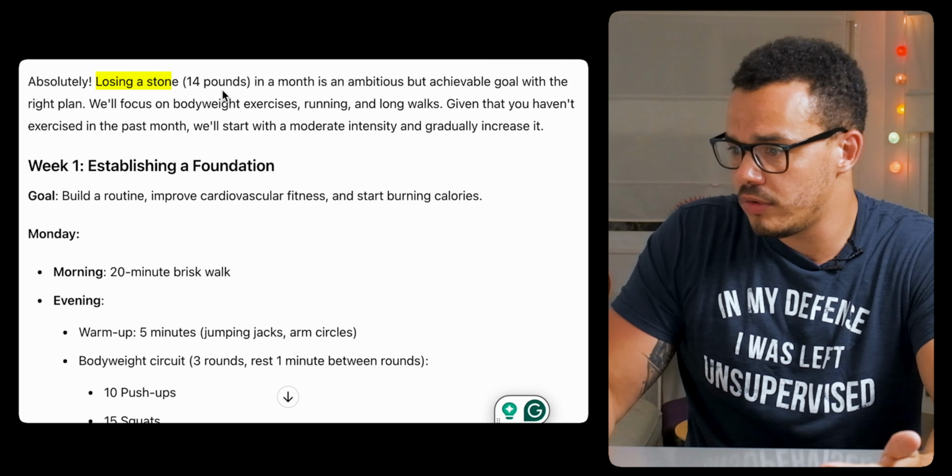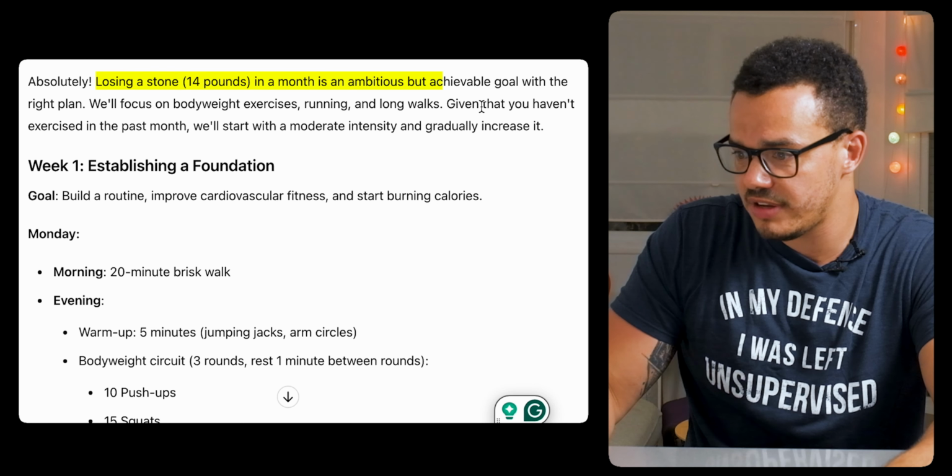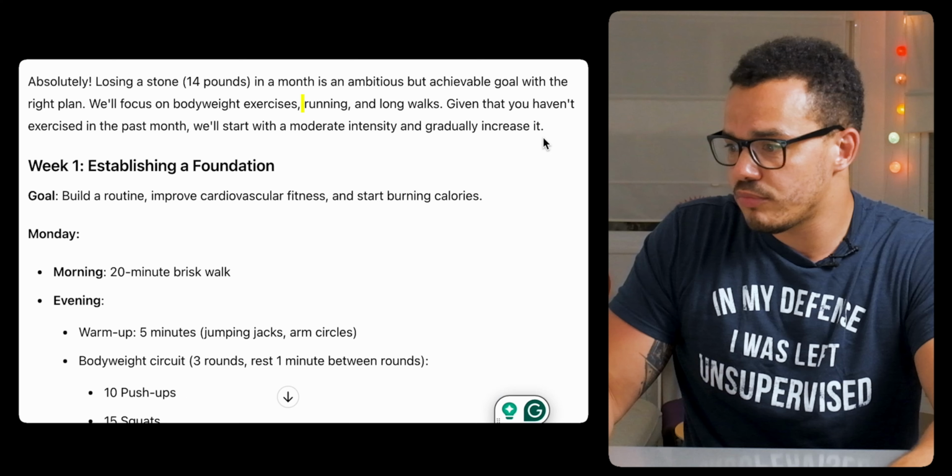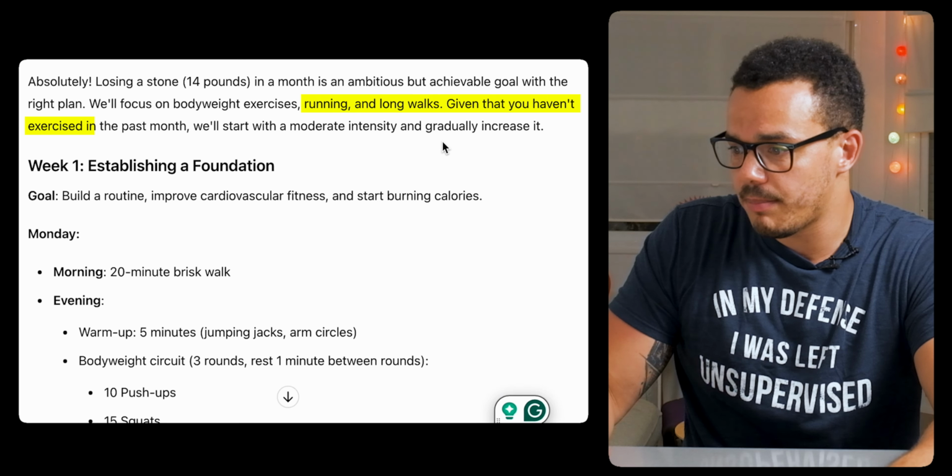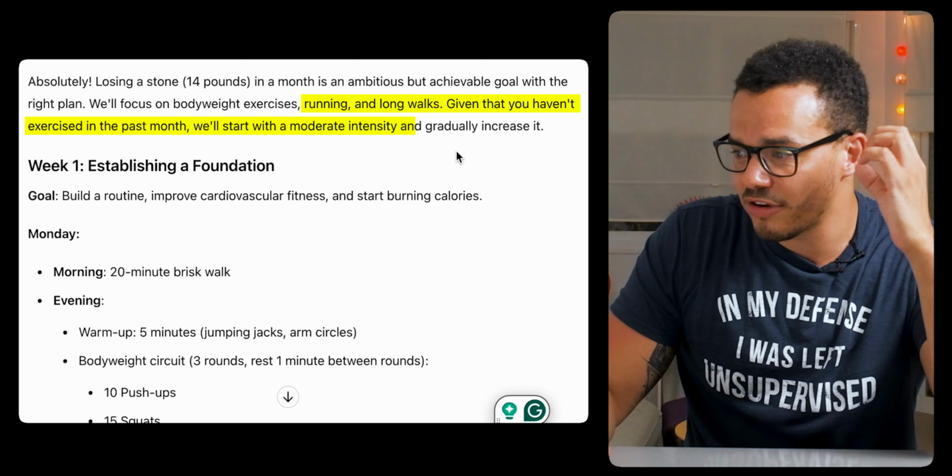Again, the power is in the structure of the prompt. But then again, power is also on the chatbot that you use, and every chatbot is different in terms of how it interprets information. So let's go over to ChatGPT now. Straight away, losing a stone, 14 pounds in a month is ambitious but achievable. Focus on bodyweight exercises, running and long walks. Given that you haven't exercised in the past month, we'll start with moderate intensity and gradually increase it.